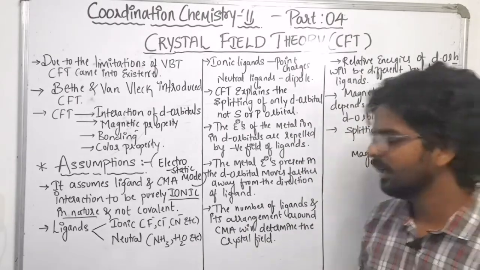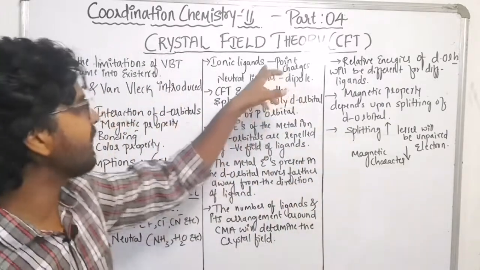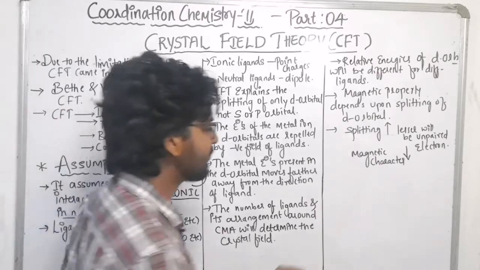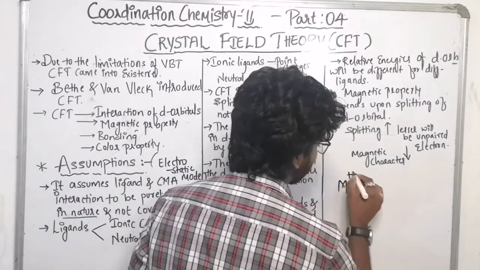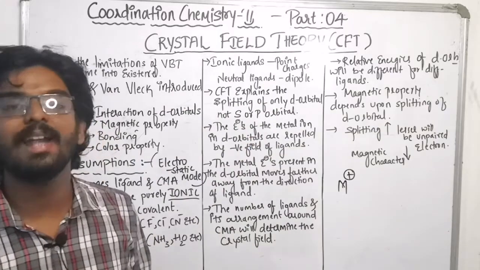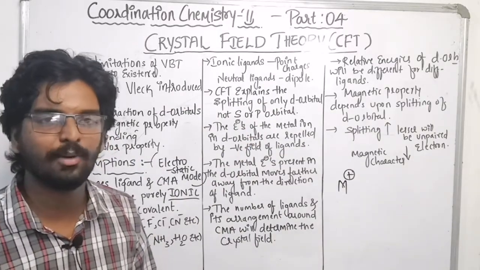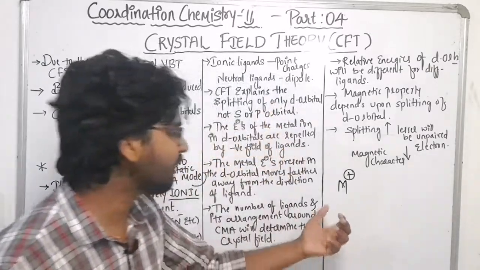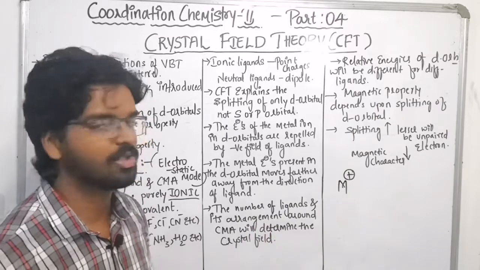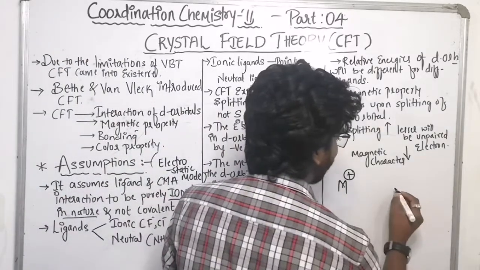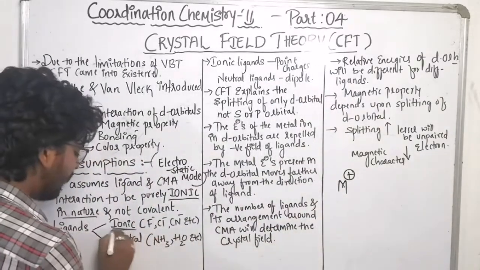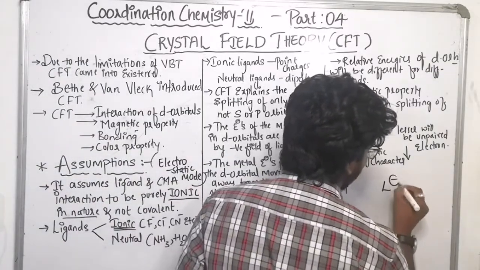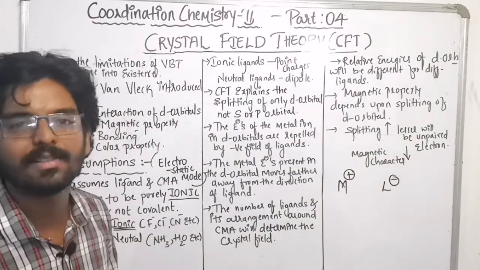See here, the ionic ligands are considered as point charges, while the neutral ligand is considered as a dipole. The central metal atom is in the cationic state. Why? Because all metals have a deficiency of electrons in a coordination complex. So they stay in the M plus state, that is the metal ion state. For this M plus state, if there is an ionic ligand, let me consider L minus as an ionic ligand.